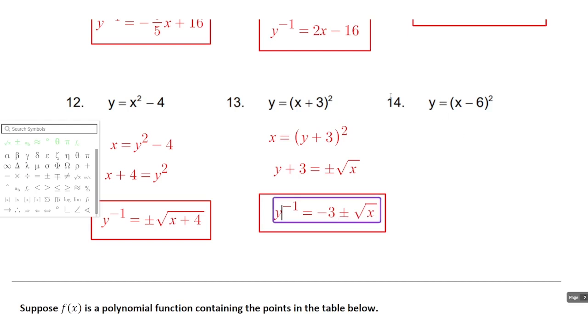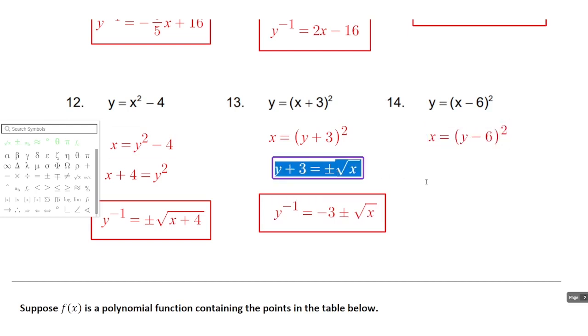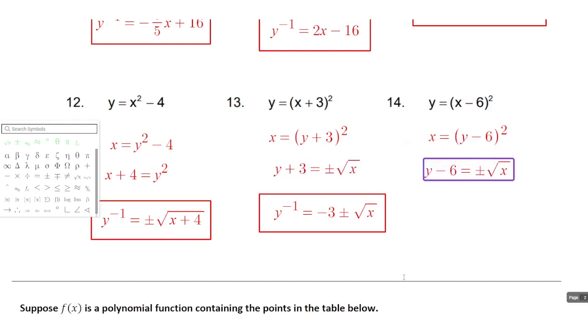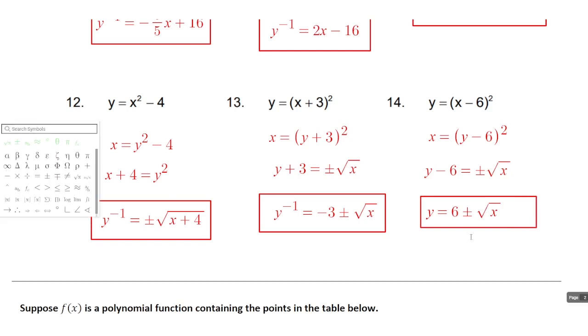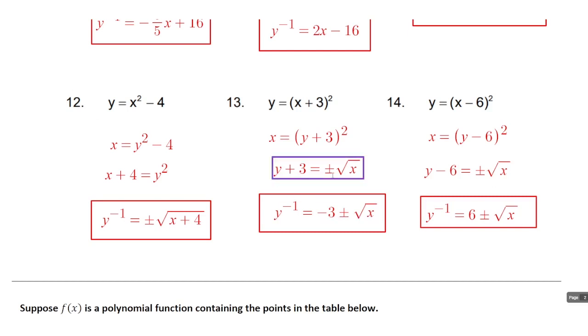So number 14, we'll solve just like number 13, starting with swapping x and y. Now we'll need to take the square root of both sides. So that's going to give me y minus 6 equals plus or minus root x. And then adding 6 to both sides is going to give me 6 plus or minus root x. And that's how you find inverses. You basically just swap x and y and then try to isolate y.